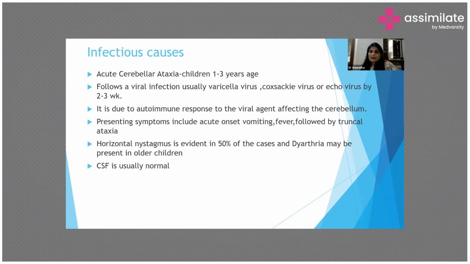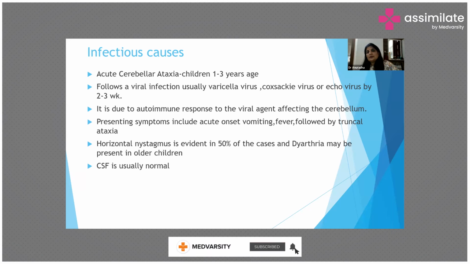Fever gives you a clue that it can be infective. In no other cause of ataxia is fever mostly present. Horizontal nystagmus is present in 50% of the cases, and dysarthria may be present in the older children. And CSF is mostly normal because there is basically no meningitis, no meningeal involvement. Only the cerebellum is involved, due to an autoimmune process. It is not inflammatory. It is basically an autoimmune process due to any of the viral infections.